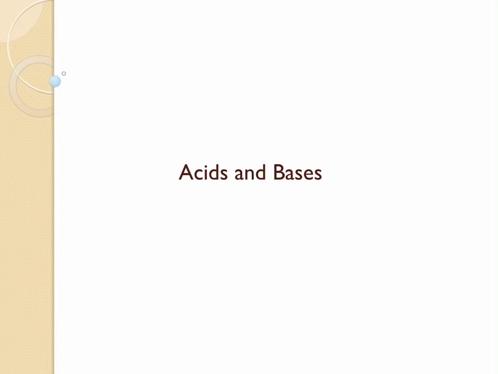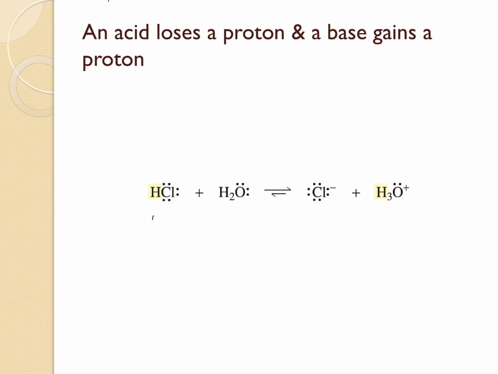Acids and bases. In this section, we will talk about two definitions for the terms acid and base, the Bronsted-Lowry definition and the Lewis definition. According to Bronsted and Lowry, an acid is any species which is able to donate a proton, and a base is any species which gains a proton.